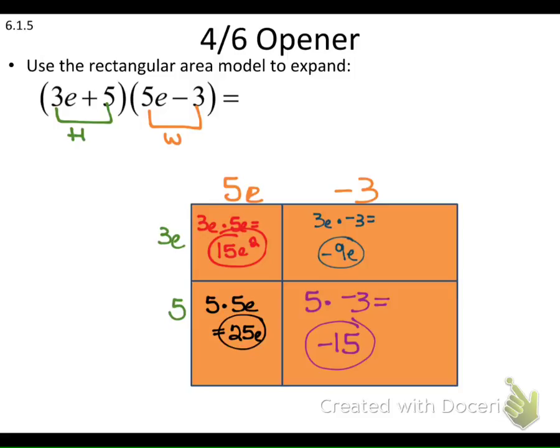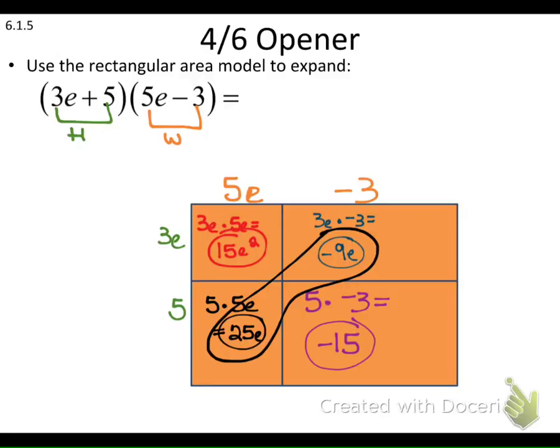Now that I have each individual area, I want to know what the total area is going to be. In order to do that, I have 4 different numbers. Can I just combine all those 4 numbers together? Why not? Yeah, they're not like terms, so I have to make sure I identify my like terms. What are my like terms here? So here are my like terms, and I'm going to combine those.